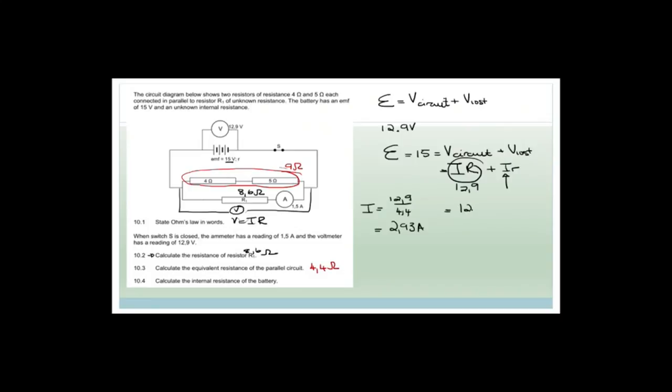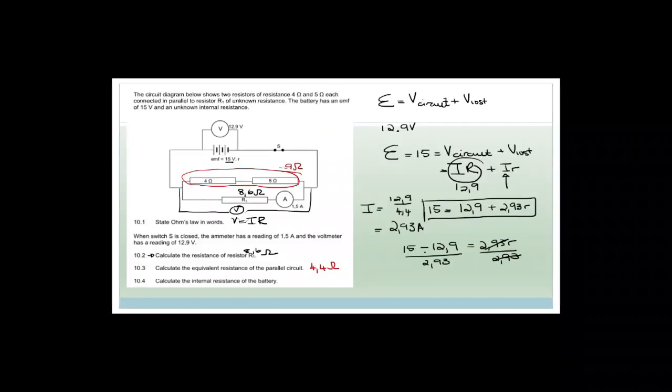So we go, this is 12.9 plus 2.93 times little r, and that is equal to 15. So now we've got this, so we can solve for little r. We can go 15 minus 12.9 is equal to 2.93 r, and we can divide both sides by 2.93. So we cancel those two.